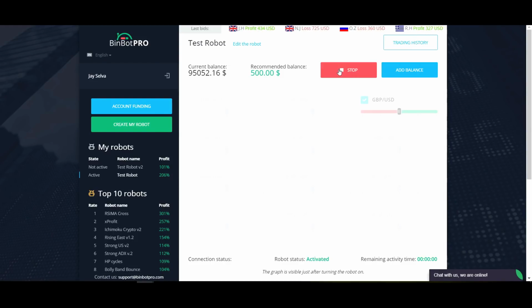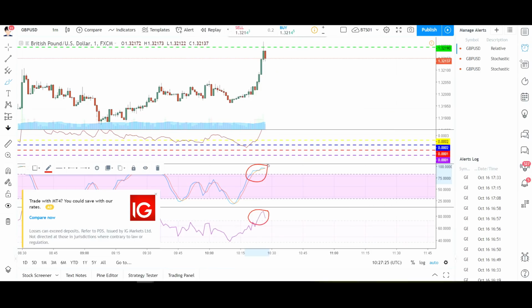V1, which is the first robot that I've been using earlier in my Binbot Pro trading journey. So pretty much this is what I call the method A. We will wait for a stochastic cross. However, the first criteria is we need to wait for the RSI to go out at an appropriate level, which is usually I will prefer outside 73 and 27 for RSI.